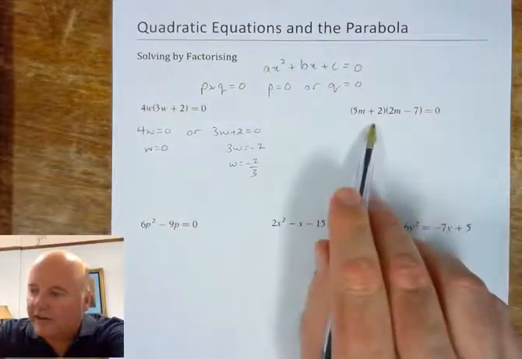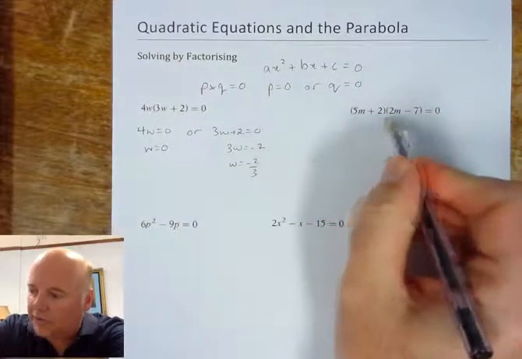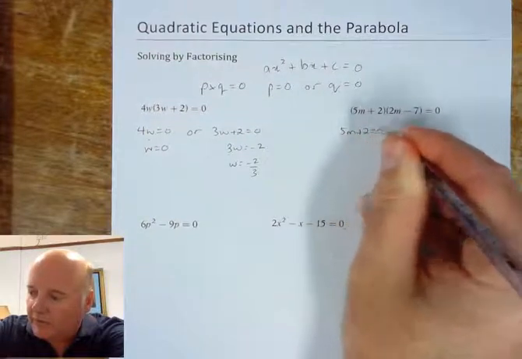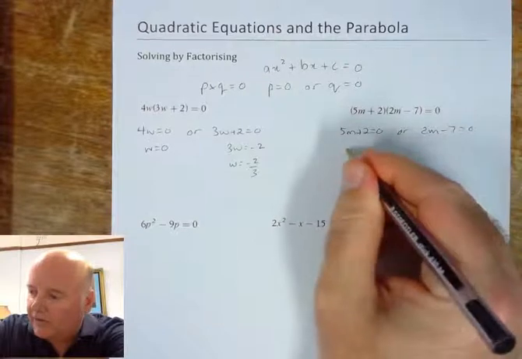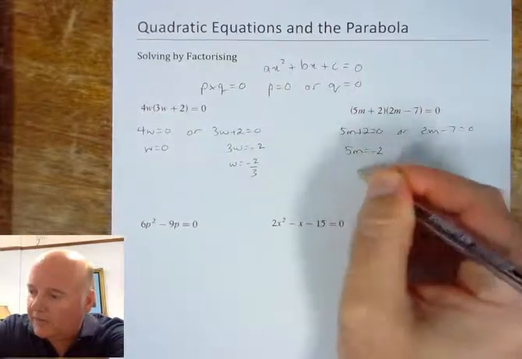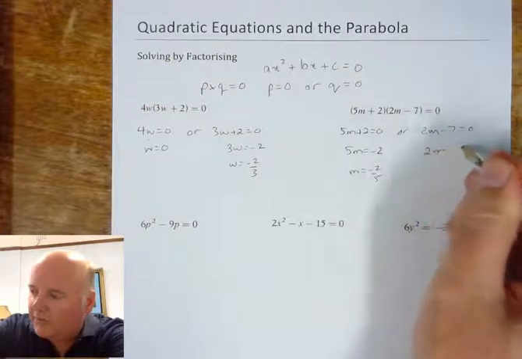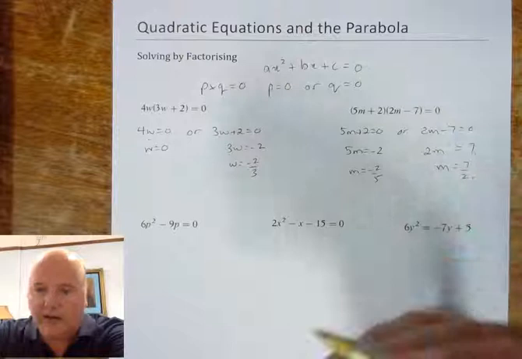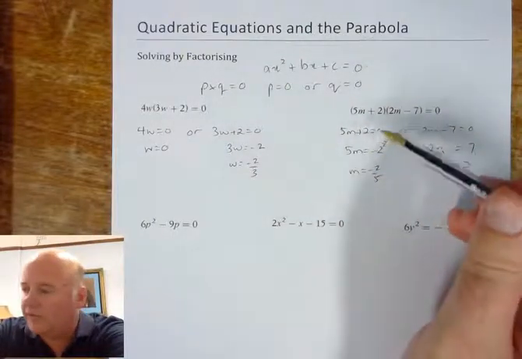This is the same idea, just a little bit different. We know that 5m plus 2 times 2m minus 7 equals 0. So that means either 5m plus 2 equals 0 or 2m minus 7 equals 0. Solving this equation here, we take the plus 2 over to the other side, it becomes a minus 2, and then we divide by 5. This one over here, we move the 7 over, it becomes a plus 7, divide by 2, we get 7 on 2. Again, you can check them if you like, but you might be a bit time poor in your exam, so you might just keep moving.